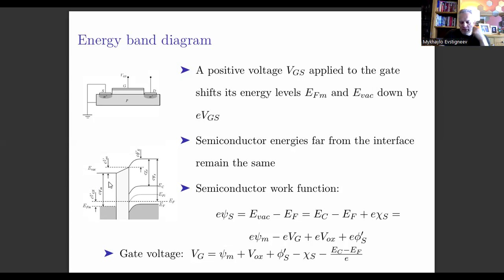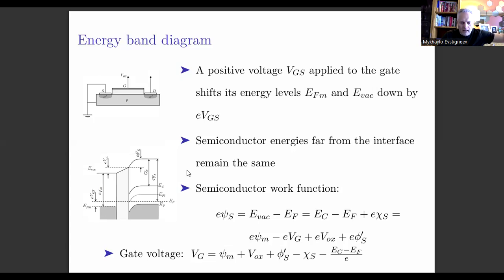So let's say I am applying a positive voltage to the gate. What does it do to the electron energies? It lowers the electron energies by the amount elementary charge times V sub G, the gate voltage, because the energy of an electron in the region where the potential has the value phi is negative E phi. So application of a positive voltage Vg to the gate lowers the metal energies, the vacuum energy, the Fermi energy, by the amount E times V gate.